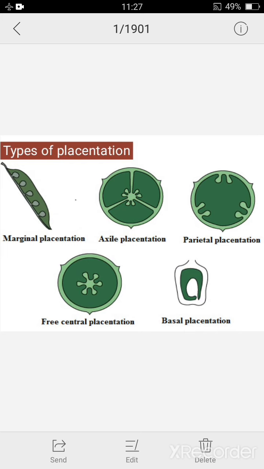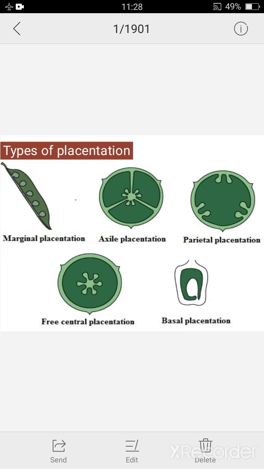Can we see septa in this? Obviously no. We can't see septa in basal placentation also. Understood? We can't see septa in basal placentation or free central placentation. False septum can be seen in parietal placentation. True septum can be seen in axial placentation. Then the ventral ridge can be seen in marginal placentation. So each placentation has one unique characteristic. So I would like to hear the highlights of the placentations one by one.